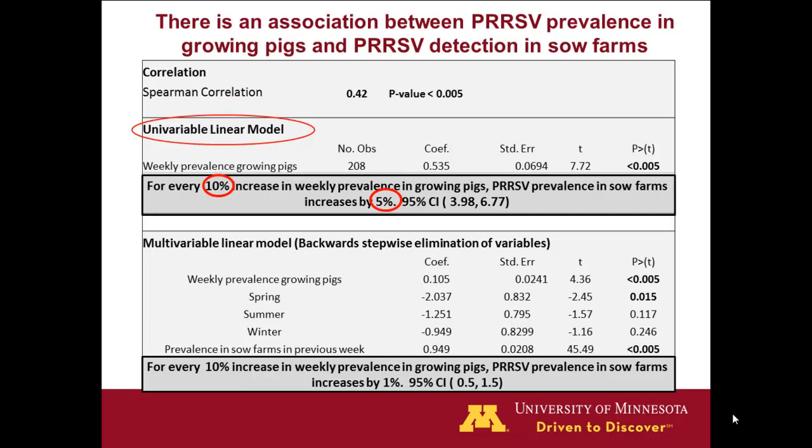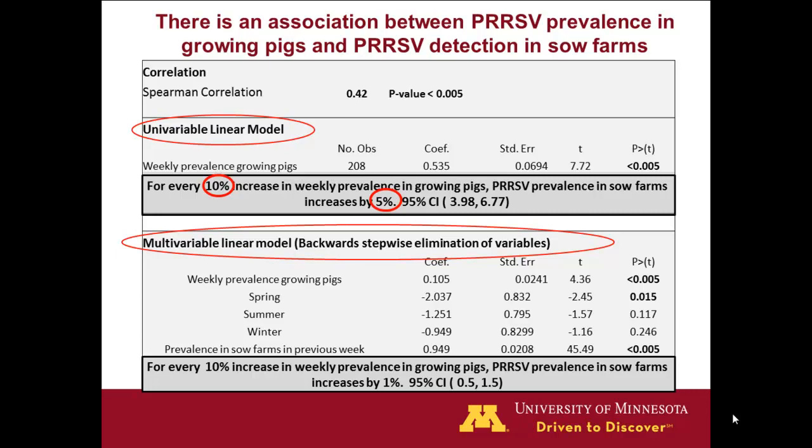So we tried to go deeper on this analysis, and we ran a multivariable linear model considering other factors like seasonality. We took fall as the reference, and we ran this with spring, summer, and winter. We also added the variable of the prevalence in sow farms in the previous week, just to address the independence of the data. After the second analysis, on the multivariable linear model, we're still having a significant association on the weekly prevalence, but it's weaker. So we went from 5% to 1%, but the outcome is basically the same.